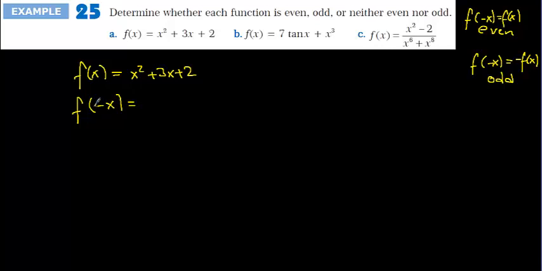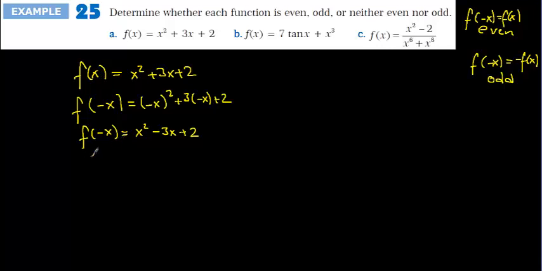Now I'm replacing the x by minus x to find f minus x, which is equal to what? Minus x squared plus 3 times minus x plus 2. So f minus x is going to be equal to x squared minus 3x plus 2. This is f minus x. It is not equal to fx, so this is not an even function.